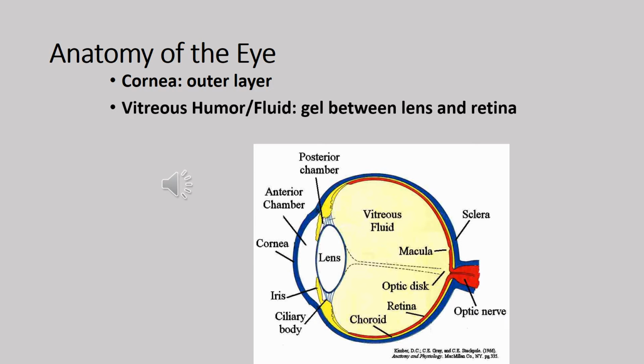Now looking at the anatomy of the eye. First of all, you have the cornea. The cornea is a clear, protective outer layer. So if you're walking outside and you have a gnat fly into your eye, it will land on the cornea. Another part of the eye, the vitreous humor, or also called vitreous fluid. This is the gel between the lens and the retina. This makes up the largest portion of your eyeball, the white portion.